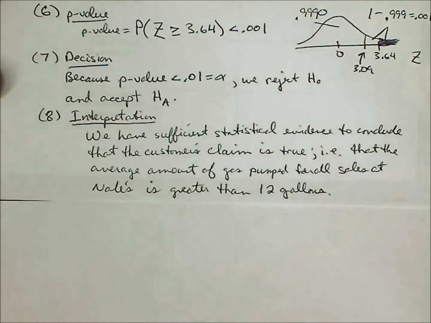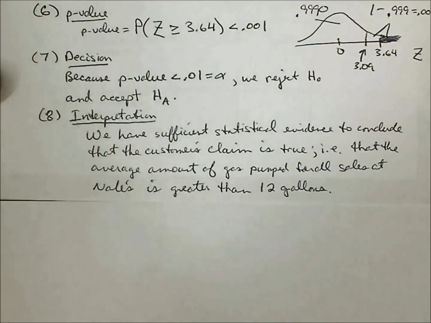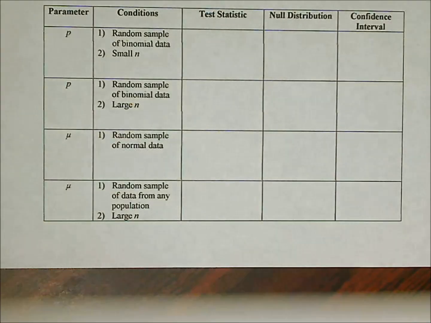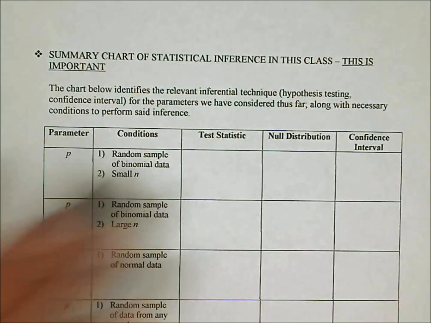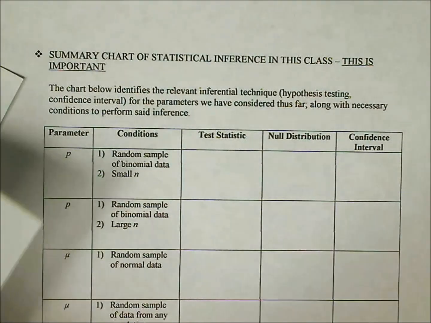Okay, so maybe this customer or maybe Nail himself might use this information in the way he forms his gas pumps or the way he sets up his system to dispense gas. So this is the hypothesis test, steps 1 through 8. Moving on to step 9, the confidence interval. Let's see if I can get the page for that here. The confidence interval for us.